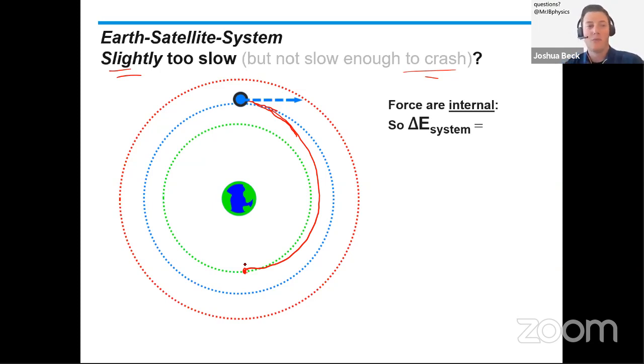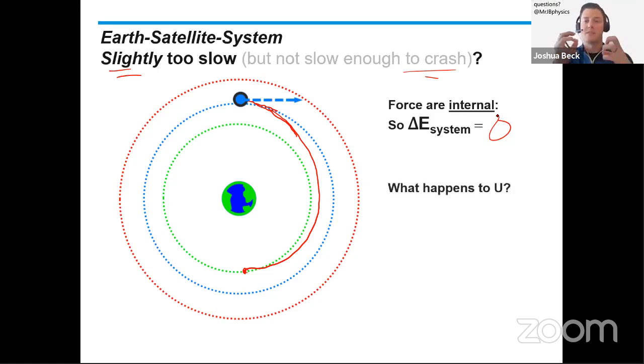But again, all the forces at play here are internal. Well, because it's an Earth satellite system. I've defined the system as both of these objects. The force that's acting on it is the force of gravity. That's an attractive force between these. That's part of the system. So that means the total energy of the system can't change, just like before. So delta E is going to be 0. Energy can be exchanged within the system. It can be converted to different forms, but the total energy has to remain the same.